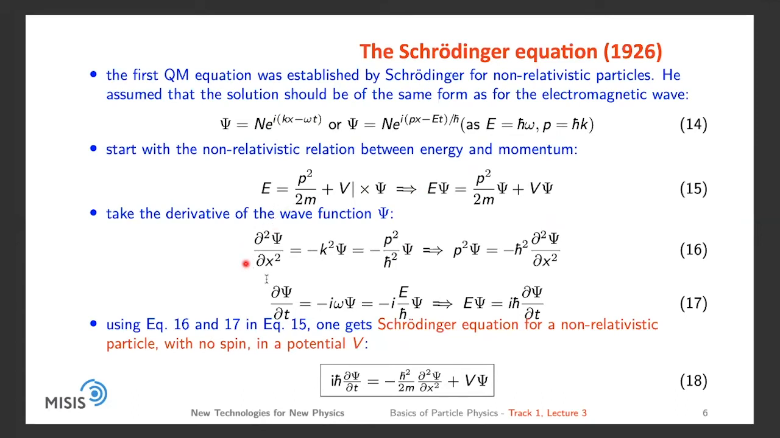We can take the derivative of the wave function psi. So the second derivative over coordinate would be equal to this expression. From here we get that p squared psi is expressed through this derivative. The same we can do with the time derivative and find that E times psi is equal to the derivative in time. Now we use the results of these two equations, 16 and 17, put them in equation 15, and get the Schrödinger equation for a non-relativistic particle with no spin in a potential.